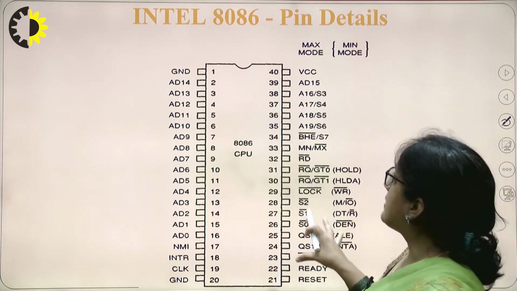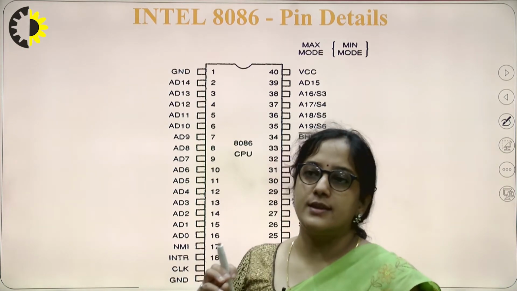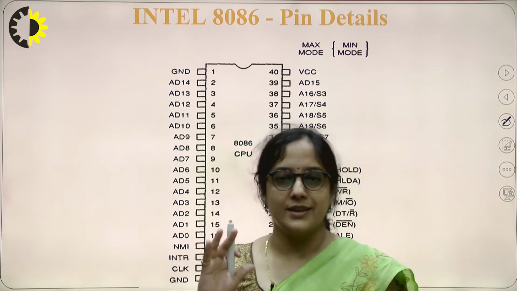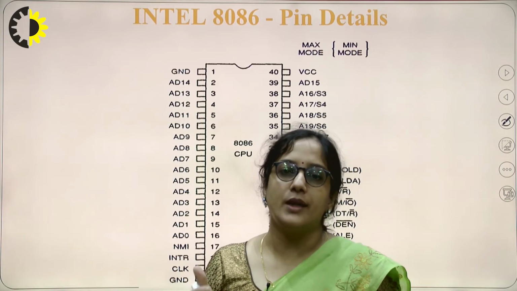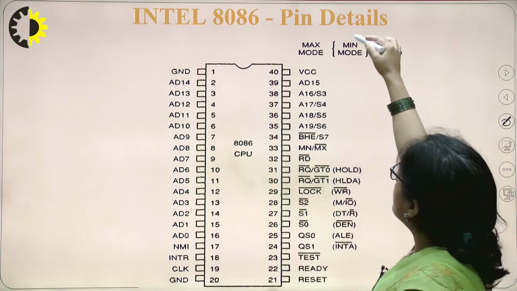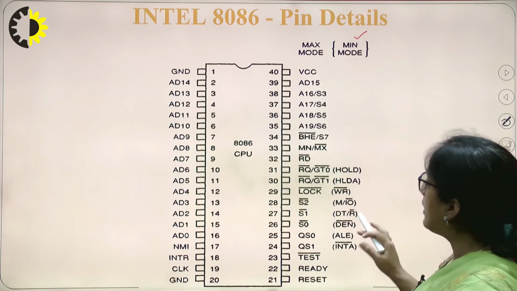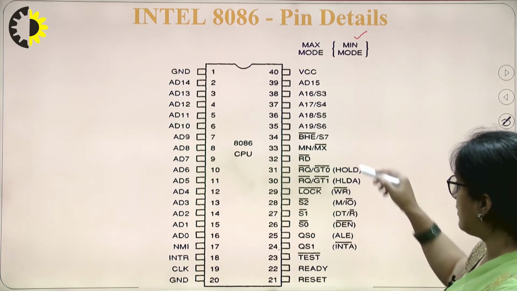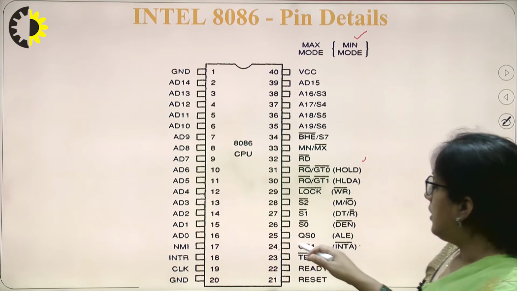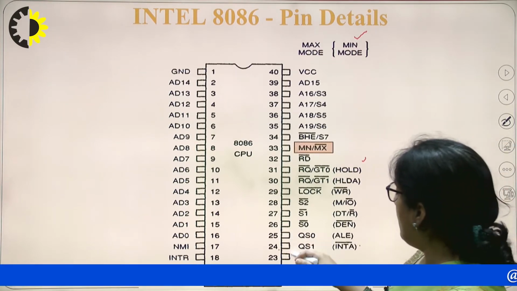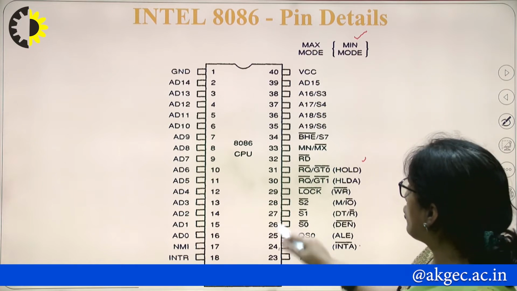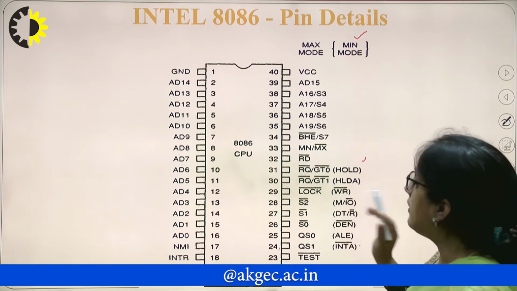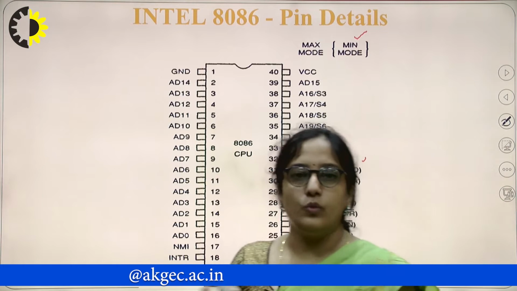These 40 pins are divided into groups, because we can use 8086 in 2 operation modes: one is minimum mode and the other is maximum mode, as I have written here. When we are using 8086 in minimum mode, pin numbers 24 to 31 behave like the names given here. If we are working with 8086 in maximum mode, then pin numbers 24 to 31 work in a different mode. Other pins are common in both the modes.